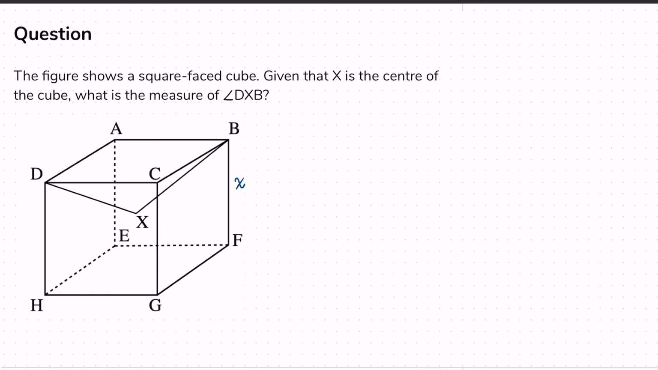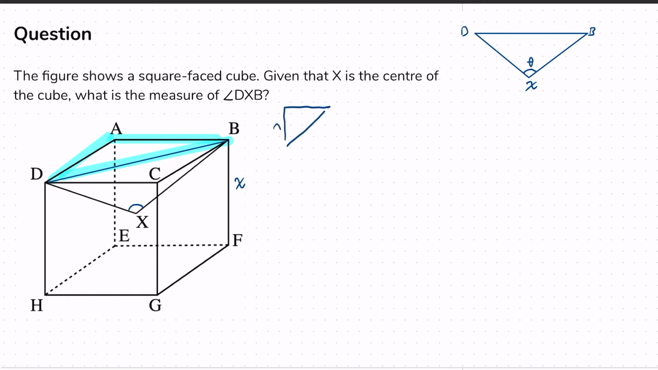So looking at this, it wants angle DXB. Now immediately, I am drawn to a straight line making the triangle. This might be helpful later. D, B, and X with that angle in the bottom, which is what we're trying to find. Now I can see that DA, AB, and DB makes a right angle triangle. Right, it looks like this. X, X, something.